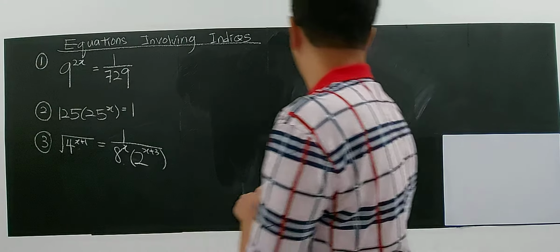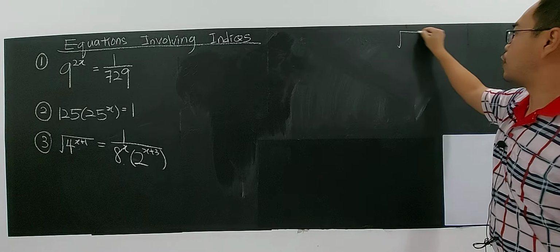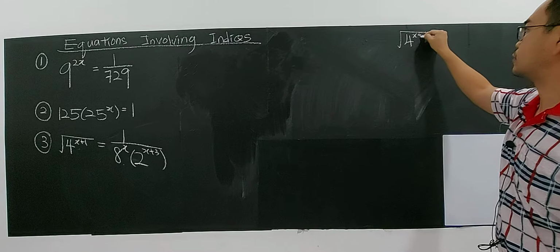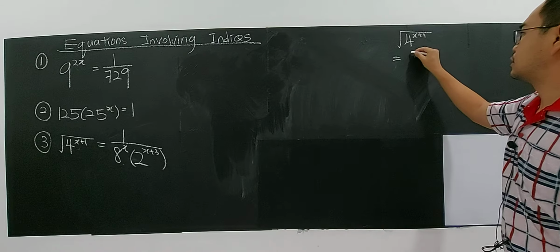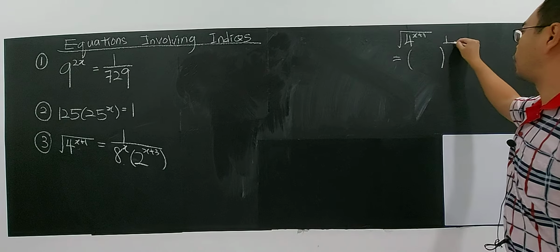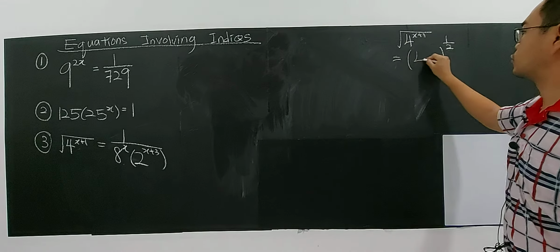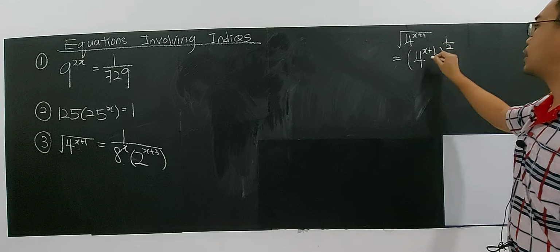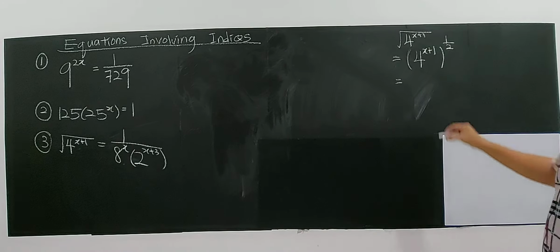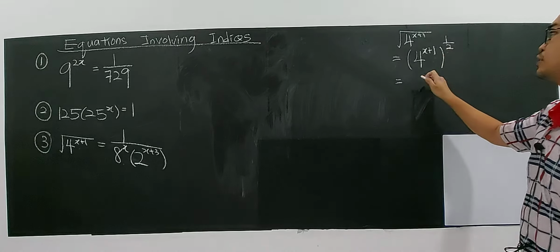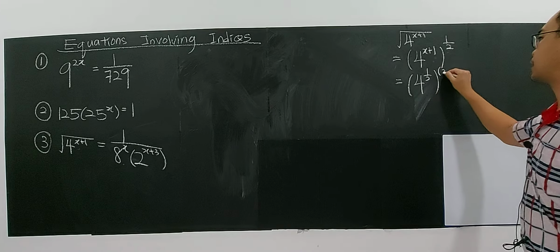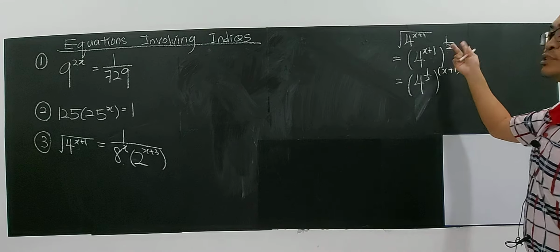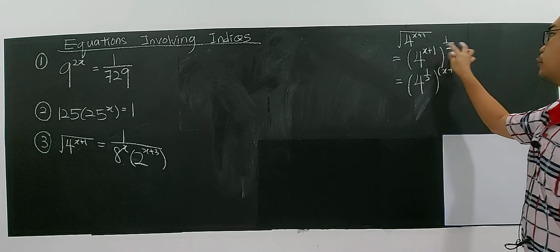So square root of 4. Okay, I do it one by one. You know that square root of 4 to the power of x plus 1. To avoid mistakes, I do it separately. Square root of 4 to the power of x plus 1 is actually the same as everything to the power of 1 over 2, square root, right? So 4 to the power of x plus 1. And for your knowledge, you can interchange these two. You can make the 1 over 2 inside, and you make the x plus 1 outside, right? You can interchange these two powers.